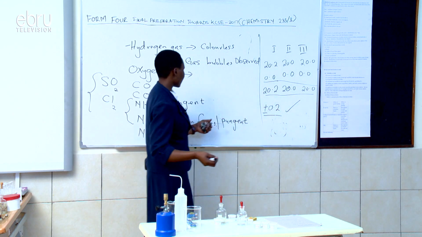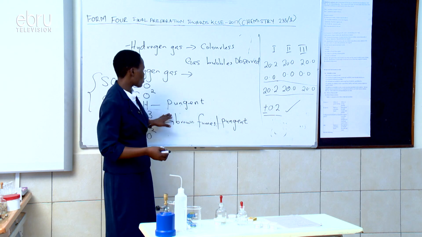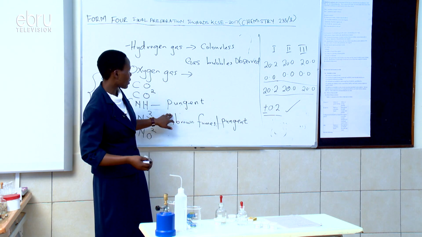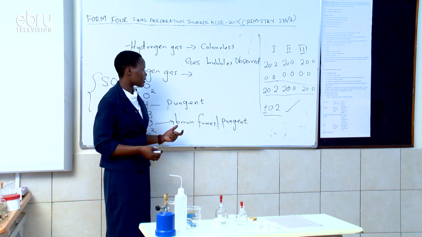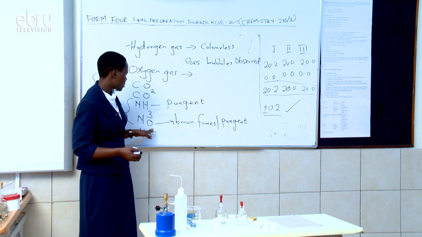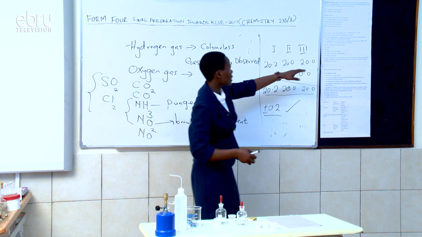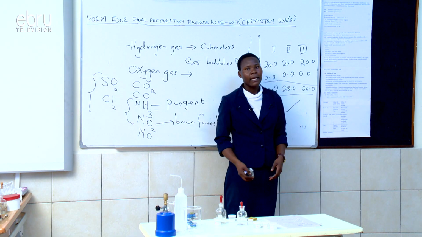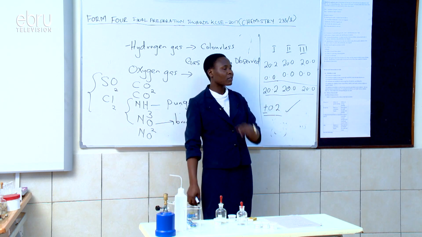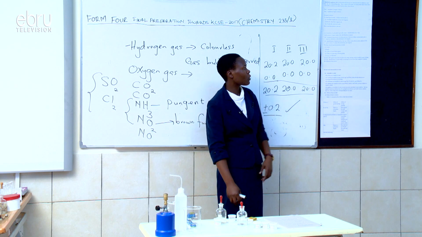So if it is a basic gas like ammonia, the basic gas that has been learned so far, this one will change red litmus paper to blue. And then if it is an acidic gas like nitrogen (IV) oxide, automatically we expect it to change the blue litmus paper to red. So using a litmus paper, the learner can also tell the identity of a gas. But always remember, the litmus paper must be moist. If it is not moist, it may not be easy.